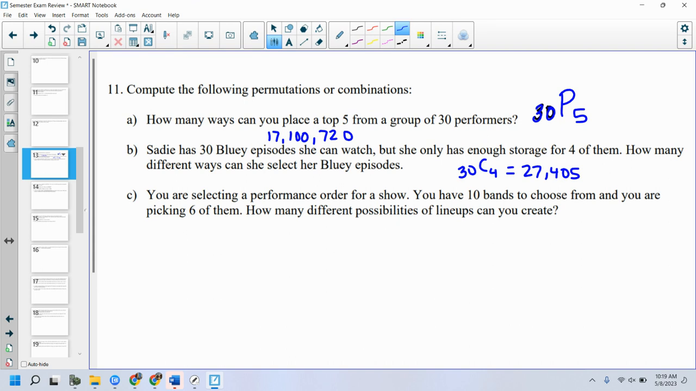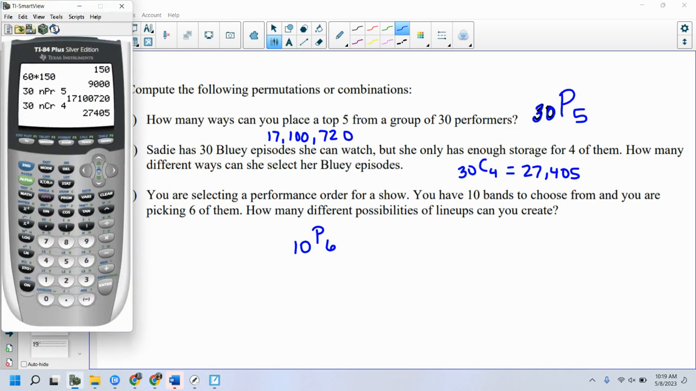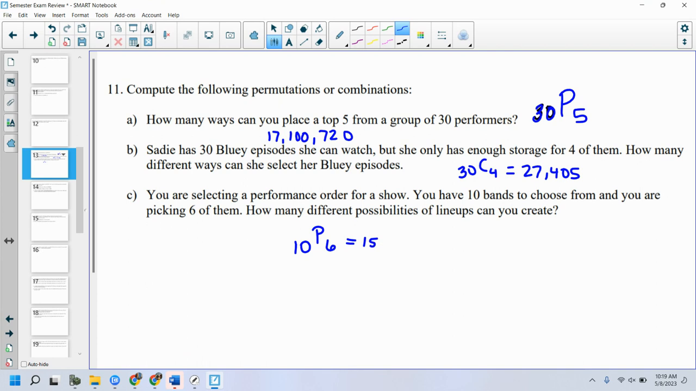You're selecting a performance order for a show. You have 10 bands to choose from and you are picking 6 of them. How many different possibilities of lineups can you create? Permutation or combination? Permutation. We got 10, 6 of them we're choosing. And again, order matters here. I'm choosing a lineup. So 10 P6 is 151,200. Pretty simple, right?